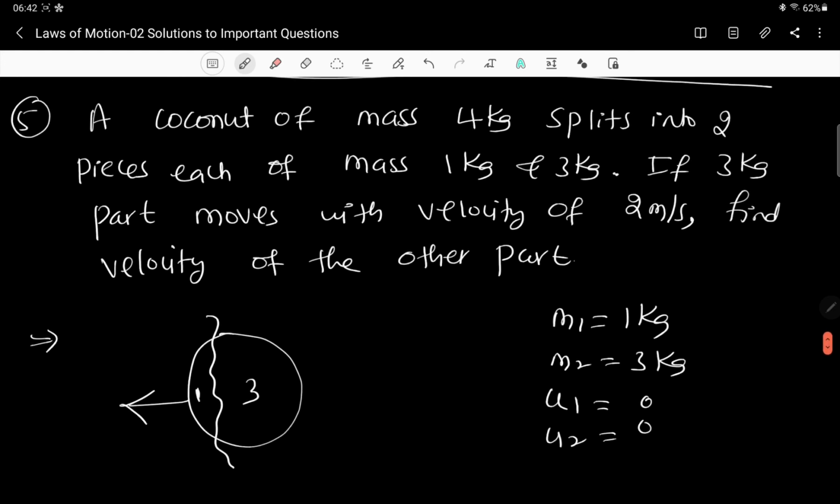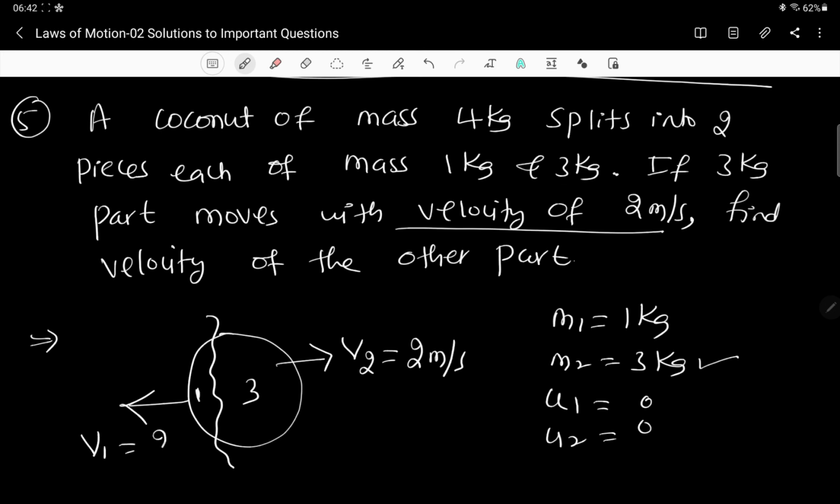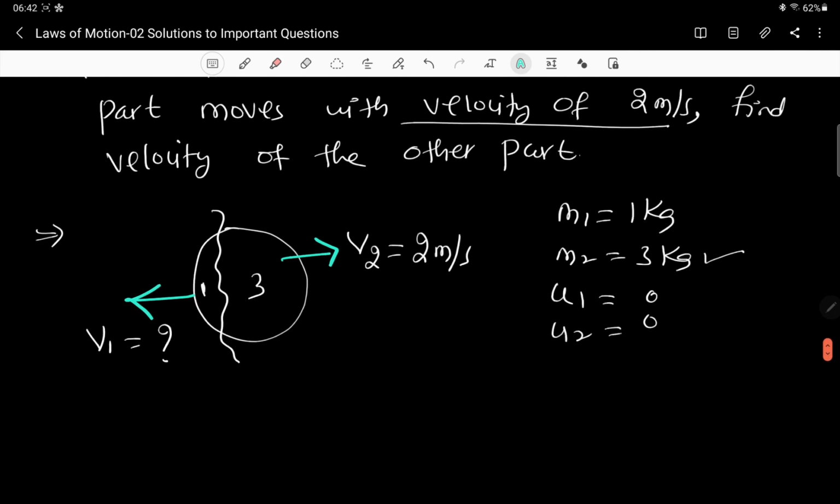Now they have mentioned if the 3 kg part moves with a velocity of 2 meter per second, that means it starts to move with 2 meter per second. We have called it m2, no? So let me call it v2. It has started to move with velocity 2 meter per second. Now they are asking v1 equal to question mark. This v1 you must get negative. Why? Because coconut pieces won't move in the same direction. If one is moving in this direction, the other will be in the opposite direction. I hope you are understanding.